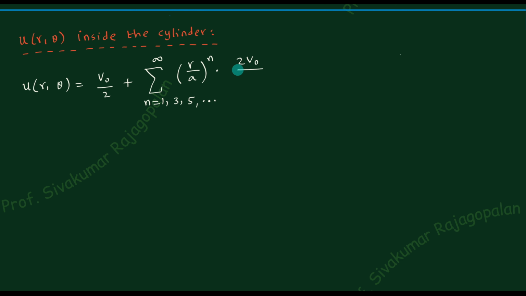You have some 2 times V0 divided by n times pi, and then only the sine term survives in the series. And as usual, the rest of the thing you write down, that it is valid for the interior, and the dominant term can be determined if we substitute n equal to 1. N equal to 1. Okay. And let us therefore substitute and see how it looks.